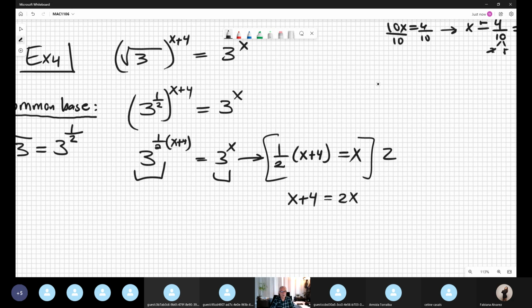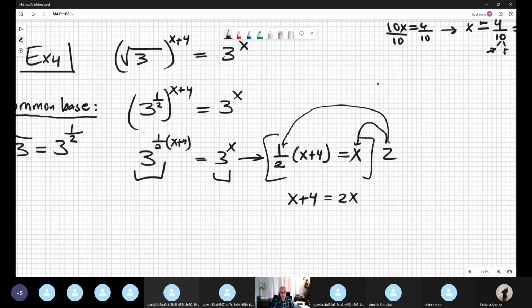To avoid a fraction, you multiply the entire equation by 2. 2 times 1/2 is 1. And 1, you know, is invisible. And 2 times x is 2x. In this case, it stays because we have no fraction.